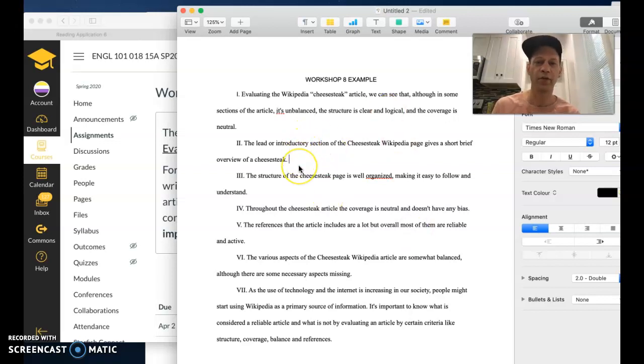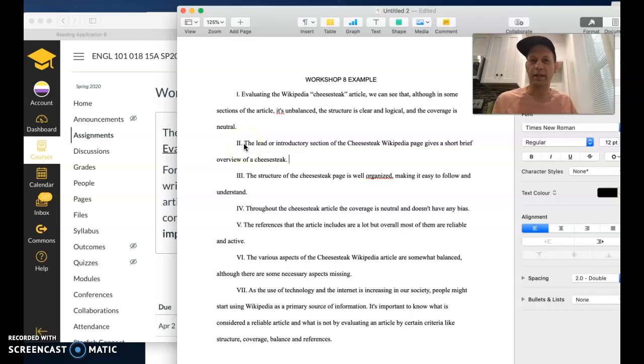In the rest of your outline for workshop 8, you'll evaluate the Wikipedia page according to those 5 standards that you find in how to evaluate a Wikipedia page. The first one is the lead section, which should be short without too much information. It gives the basic information without giving too much detail.